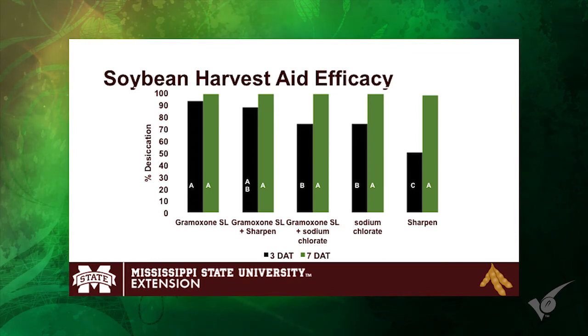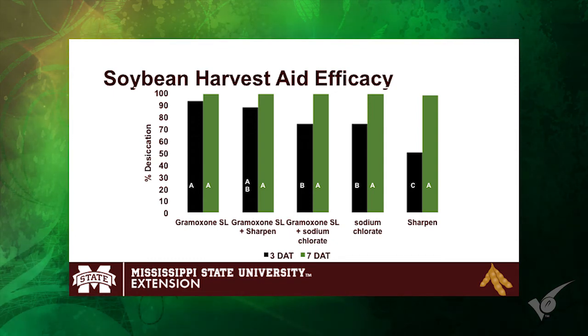If you're in a scenario where these beans are going to dry down, we're just trying to facilitate a more efficient harvest. That's not needed. You see the green bar, that's 7 days after the application. It didn't matter if it was a tank mix or a single application. We had near about 100% desiccation at each of those levels.